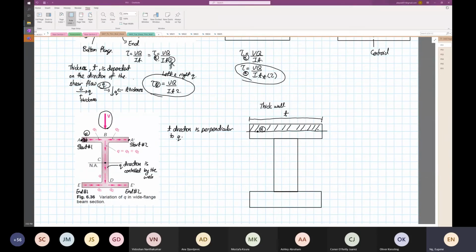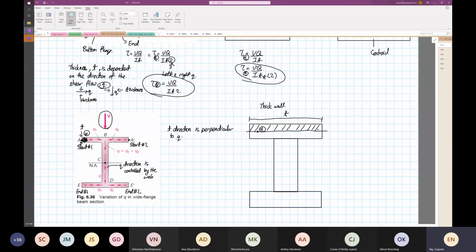Can you see where I'm shading? Right? That is the area that we're going to take. And this is the thickness that we're going to consider. Okay? That is, for I-beam, a very, very distinct difference. You can see that, right? So now, if you look at the thickness, what is the thickness we're going to take?